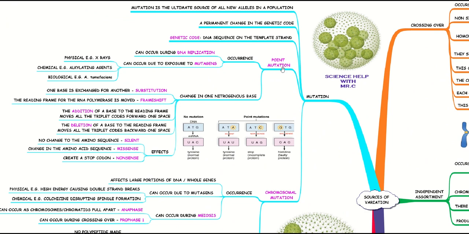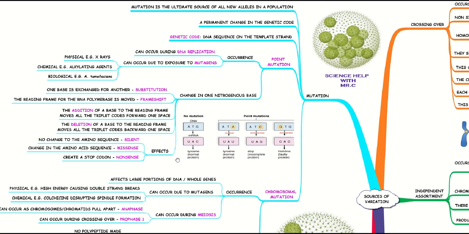we've got point mutations starting off. And a point mutation is where only one base is changed. And this occurs either during DNA replication or exposure to mutagens. Okay, when we change one base, it's called a substitution point mutation. And when we either add or delete a base, it's called a frame shift point mutation.